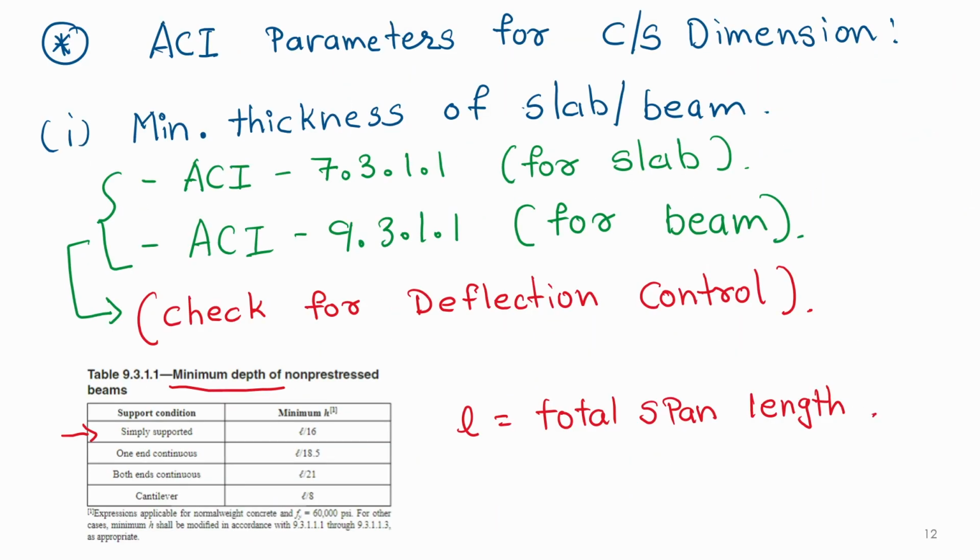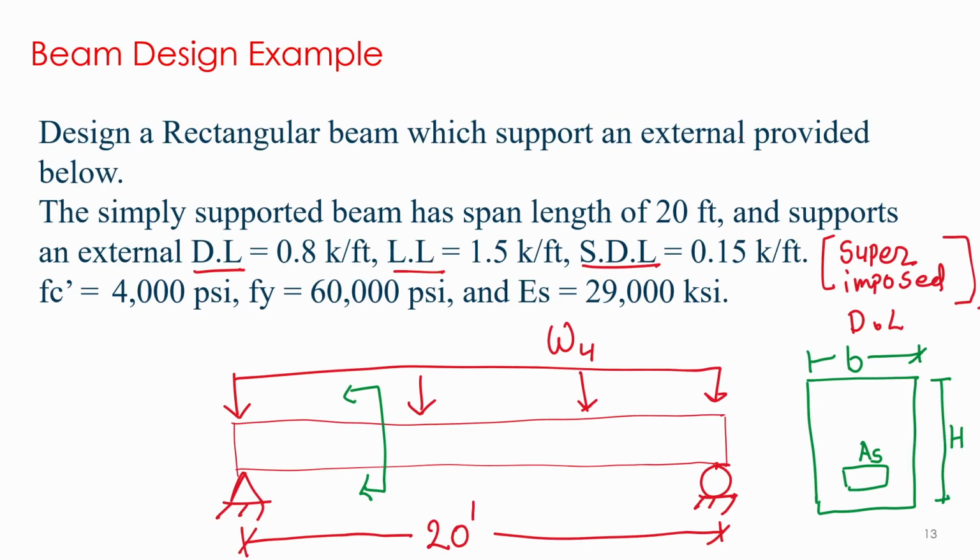So here you have some ACI parameters for cross-section dimension. You have minimum thickness for slab. This is when we are checking for deflection control. For a simply supported beam, that will be L over 16, where L is the total span length. And you have minimum thickness for the slab in 7.3.1.1 in the ACI code, and the requirements for the beam are given in ACI 9.3.1.1.